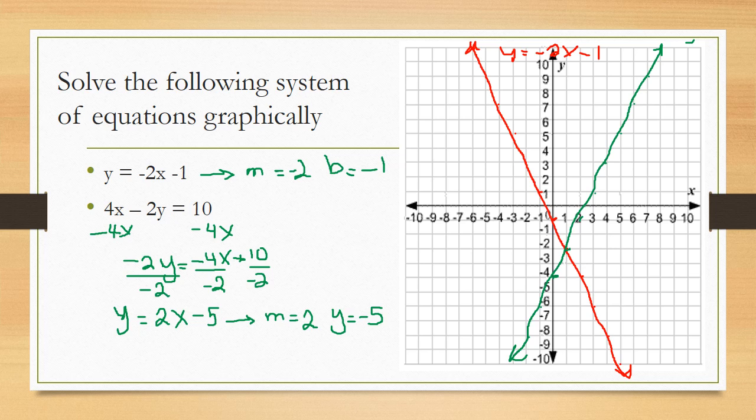I'm going to name that line, which is y equals 2x minus 5.